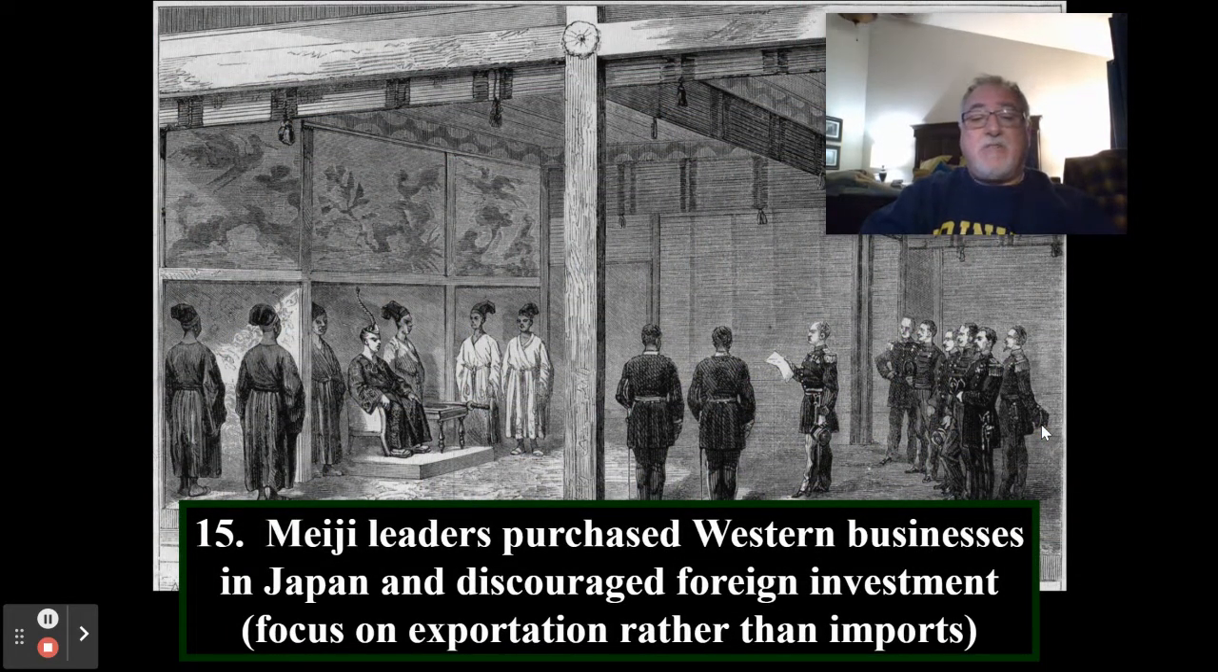The Meiji leaders purchased Western businesses in Japan and discouraged foreign investment. So basically, they bought them out, and they focused more on exportation than importation. So they buy out the Western businesses, have them leave the country. They keep the businesses, and then they begin to export those materials for themselves. That's pretty shrewd.